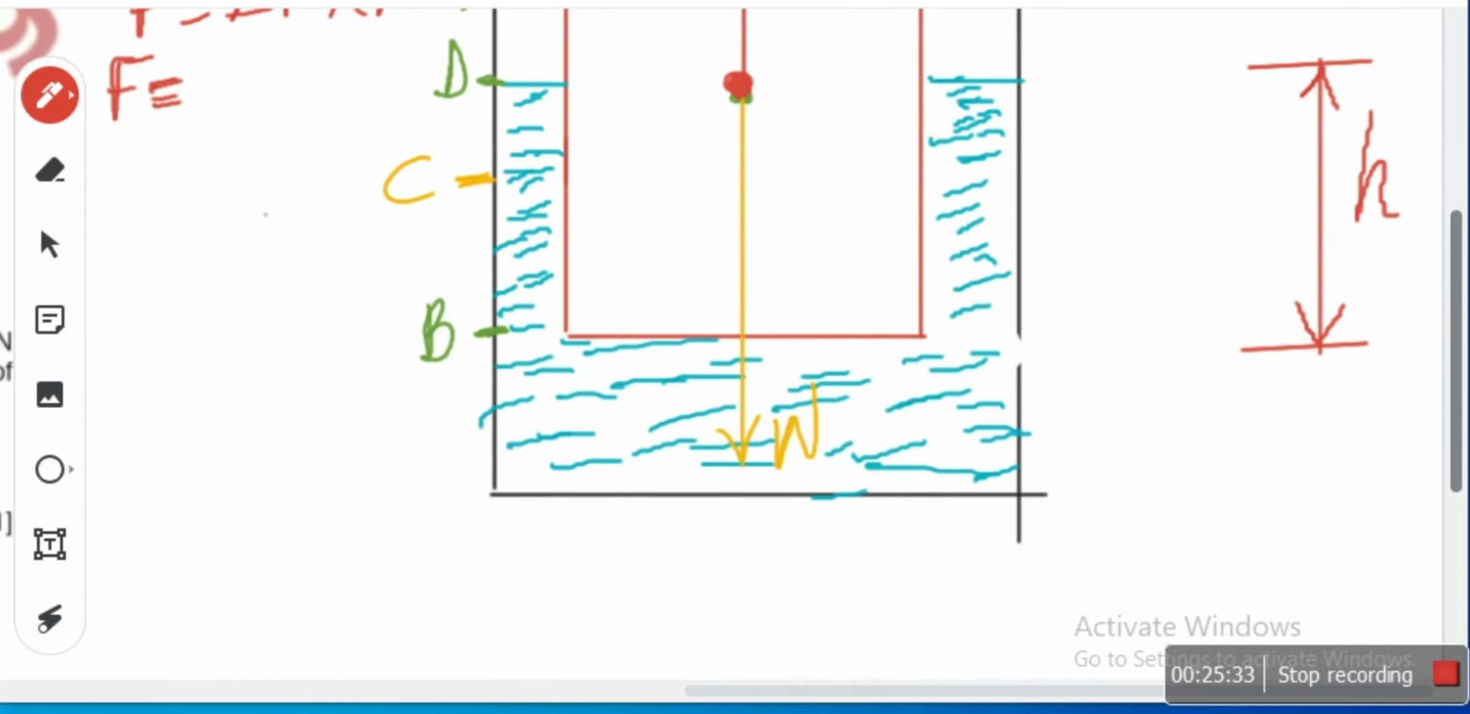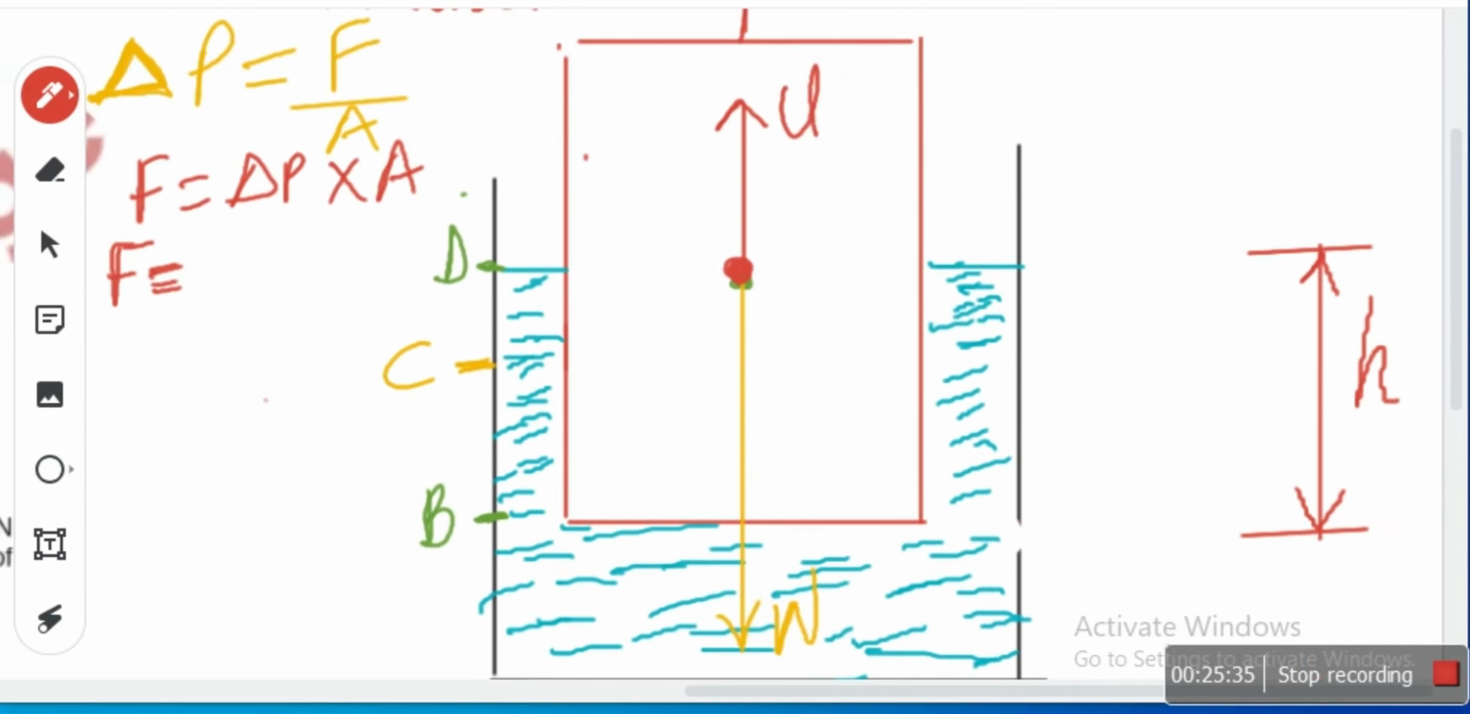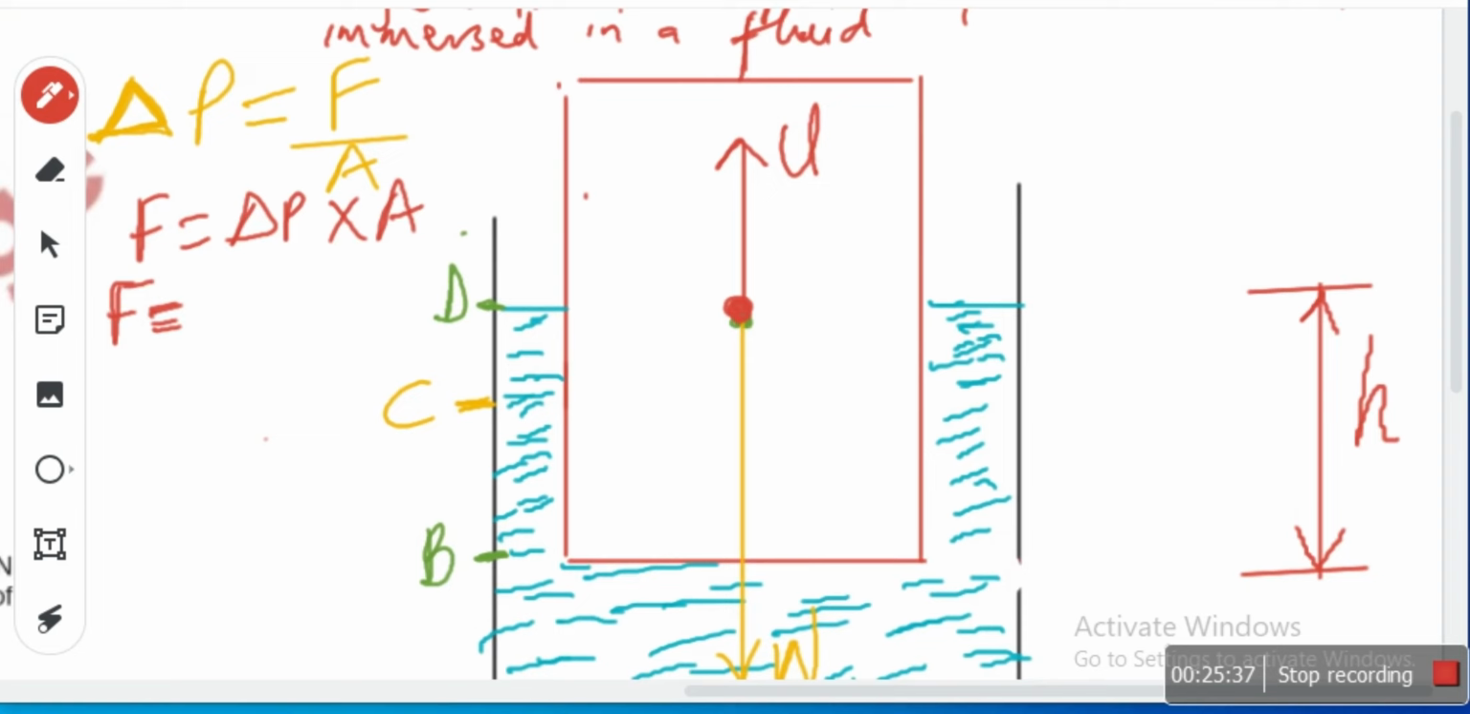So the weight acts vertically downwards. That's the weight, the one I represent in yellow. The upthrust acts upward. The weight acts downward. The upthrust acts upward. It is the difference in pressure that produces that upthrust.